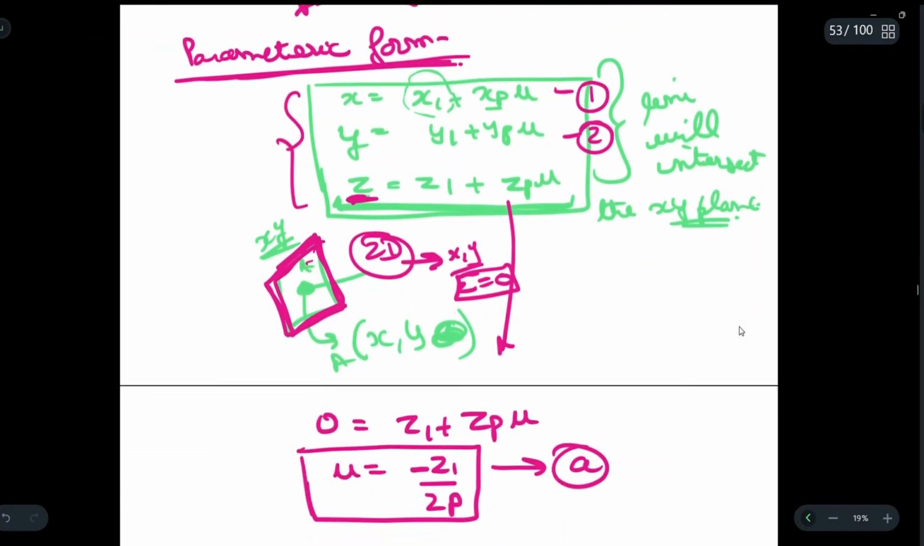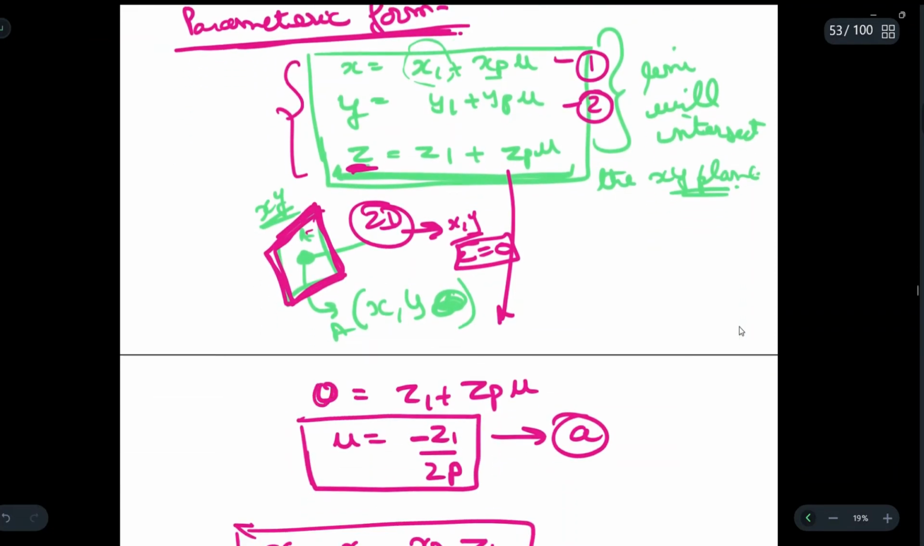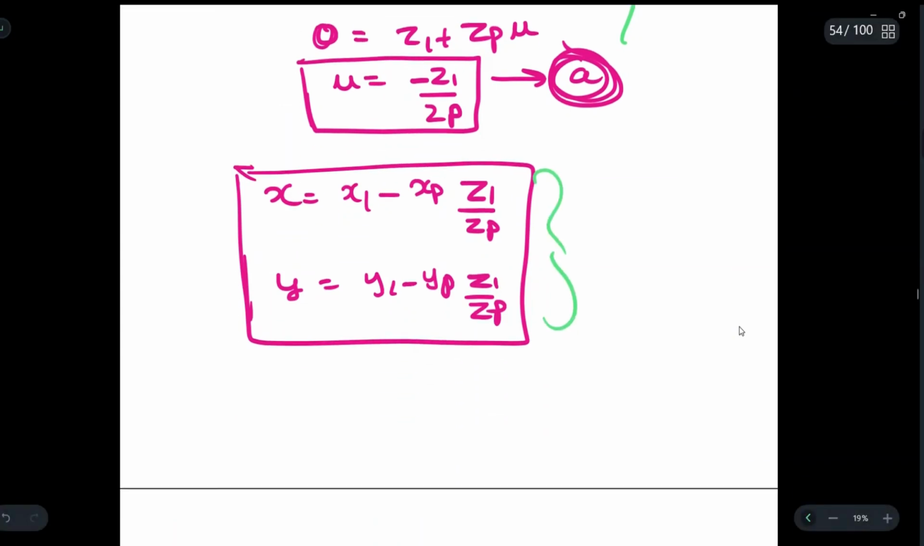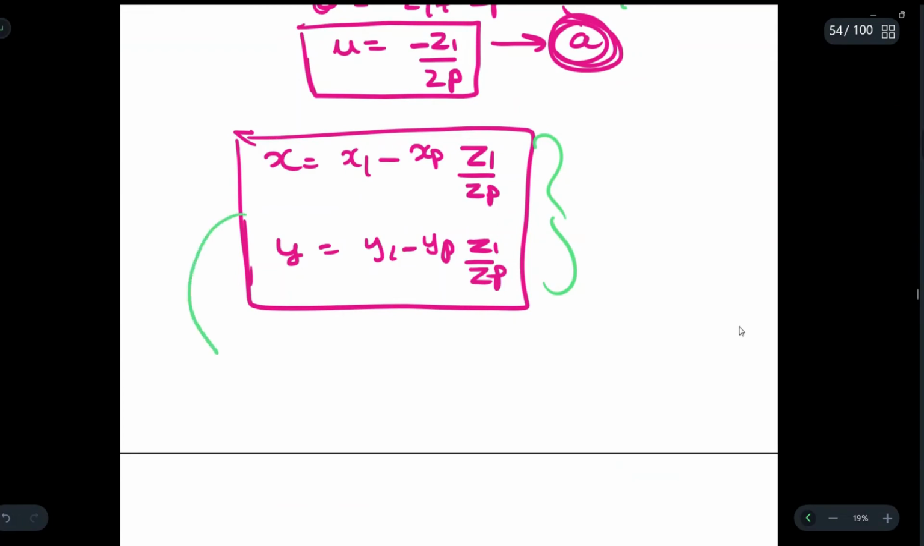Now on putting z equal to 0, we get the value of u as minus z1 by zp. We simply use this value and put it in equations 1 and 2. Doing so, we will get the parametric equations as this. So we can use these equations and write them in the form of a matrix. Now how will we do that? Suppose x2, y2 and z2 are the coordinates that we want to find.